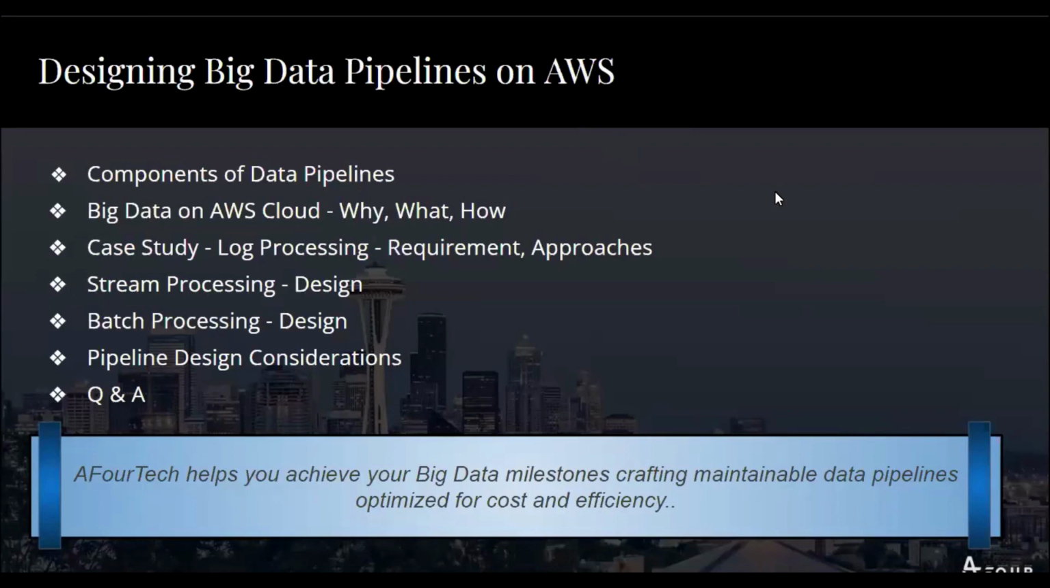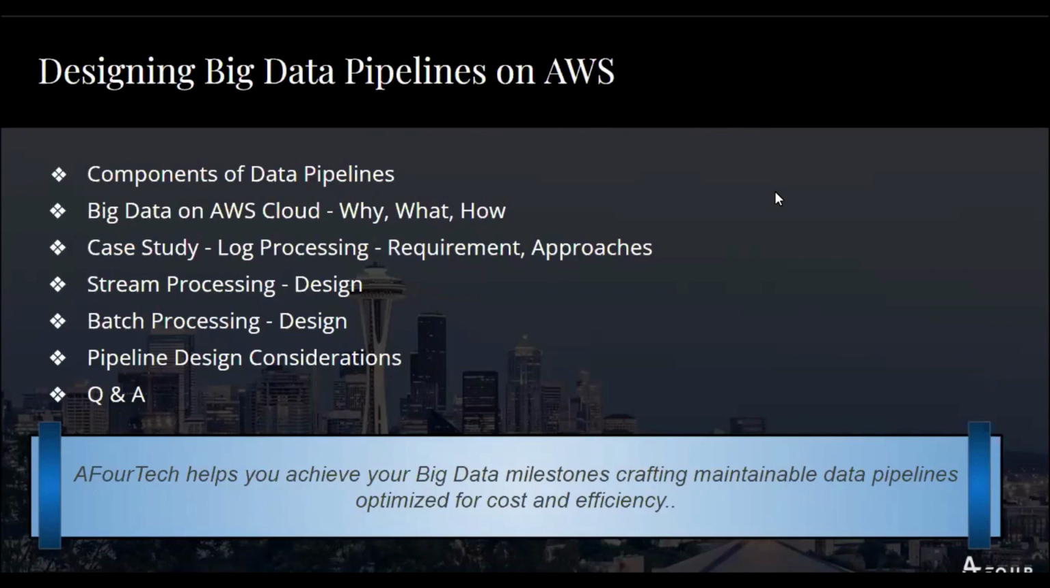So this is the agenda for today's webinar. We'll be mainly looking at what are really the components of the data pipeline, how does it work traditionally, and what changed with big data. And then we'll directly go on the AWS Cloud and how the cloud helps us answer the questions of why, what, and how we could achieve this on AWS.